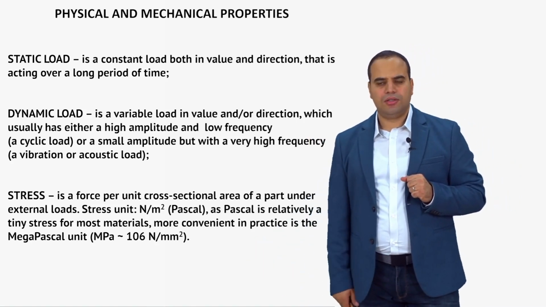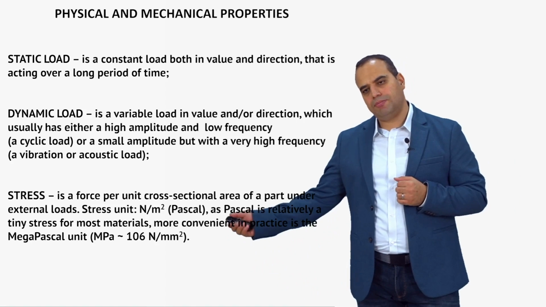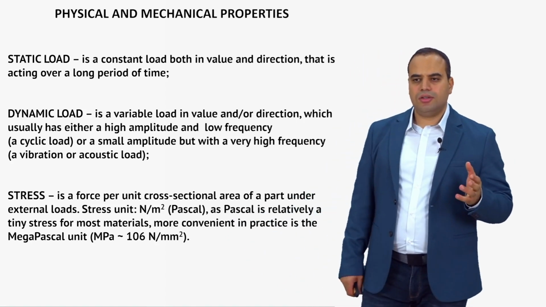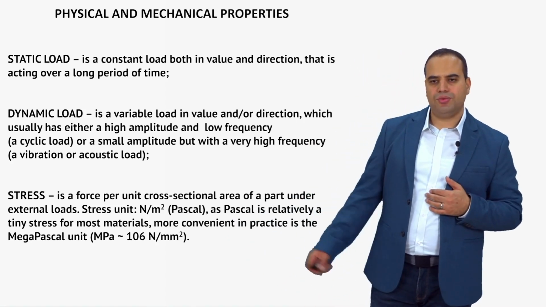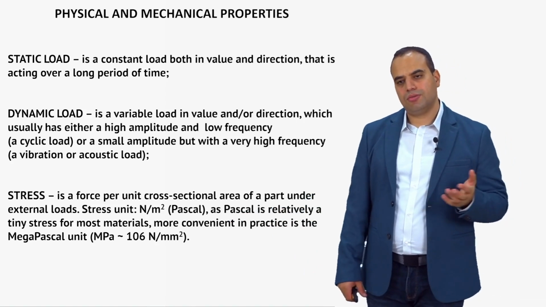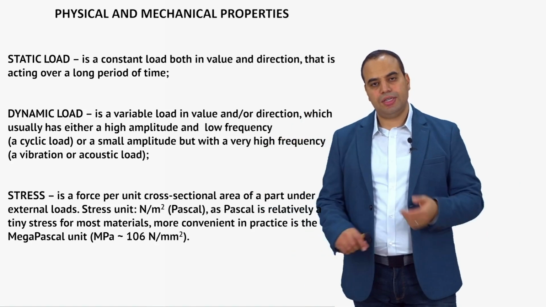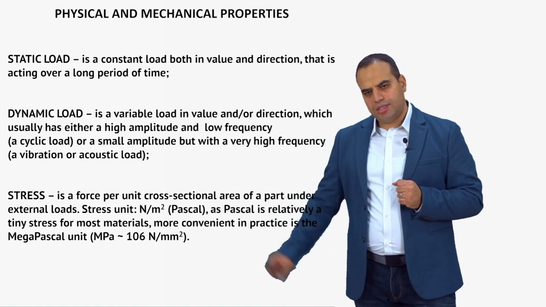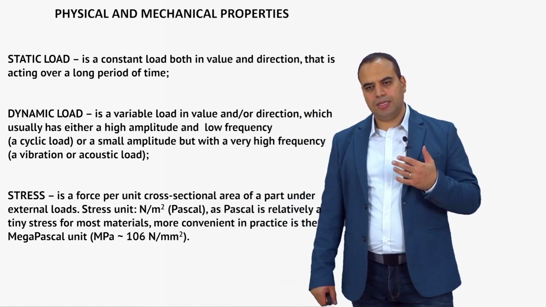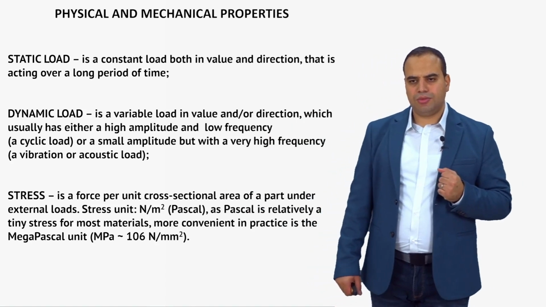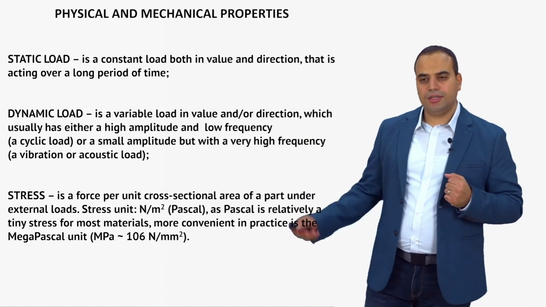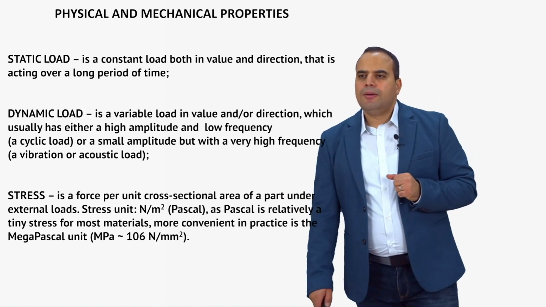Usually the unit is Newton per meter square, like Pascal. And Pascal is relatively a tiny stress for most of the materials, like metals and so on. So for example, 1 Newton is like 1/10 of a kilogram per meter square, so it's a very little force. That's why usually in practice we use the megapascals, or 1,000,000 Pascal, which is 1,000,000 newtons per millimeter square, right?